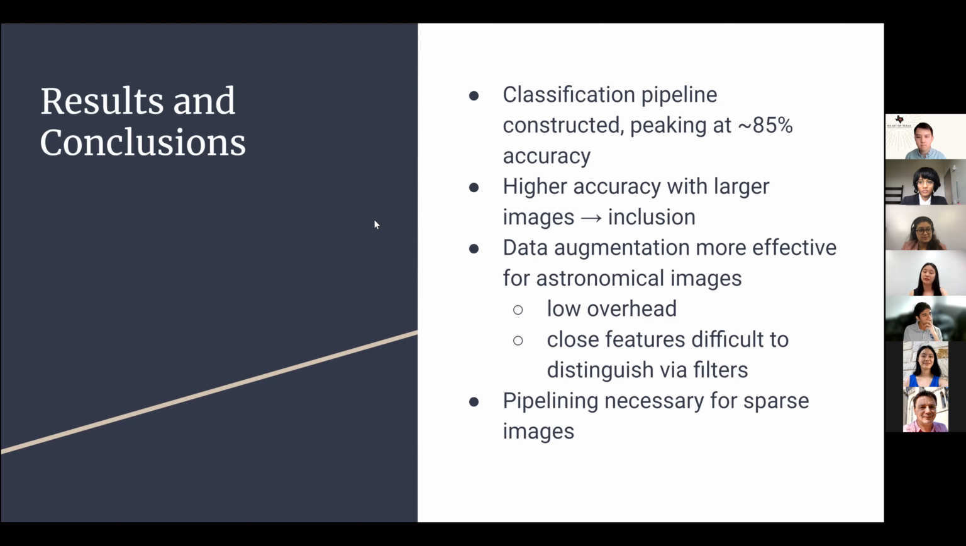I will also say specifically for working with astronomical images, data augmentation is the most effective technique we've seen for increasing your accuracy. It's a low overhead technique, and the closer features that are specific to your H2 region are difficult to distinguish with filters unless you have this data augmentation technique, which allows you to take a step back and force recognition of H2 images regardless of your zoom level.